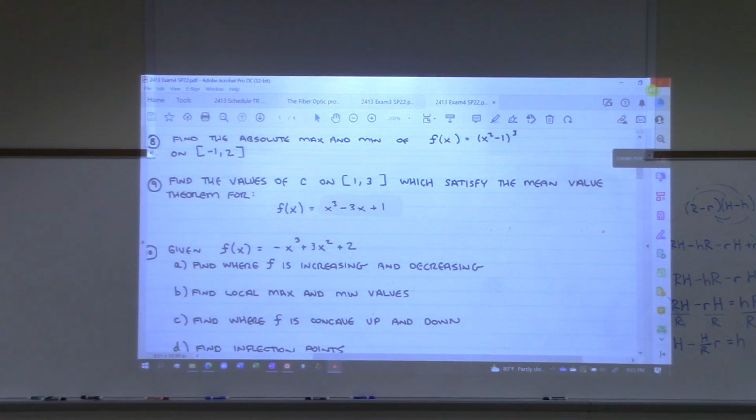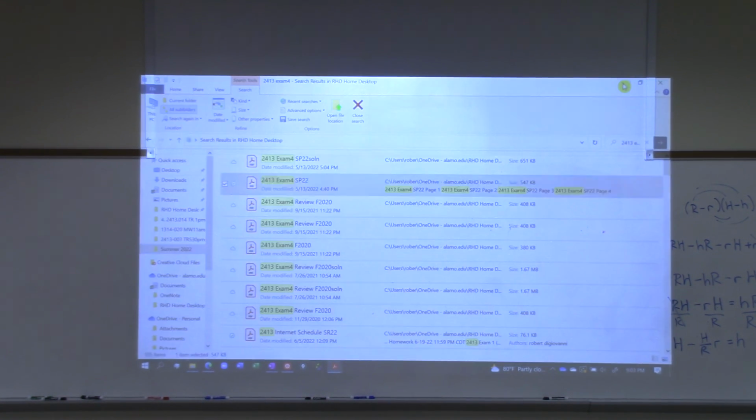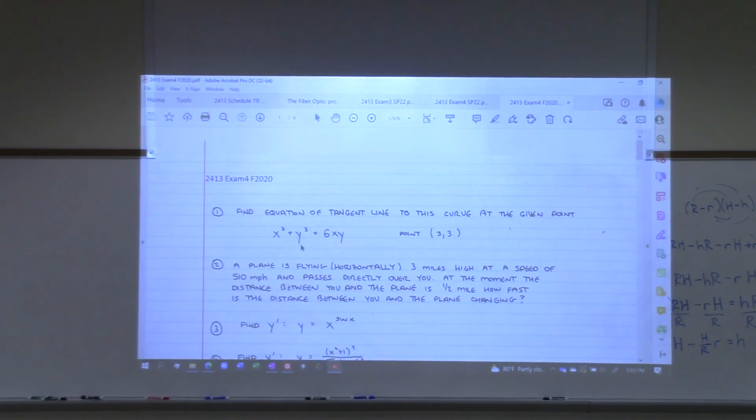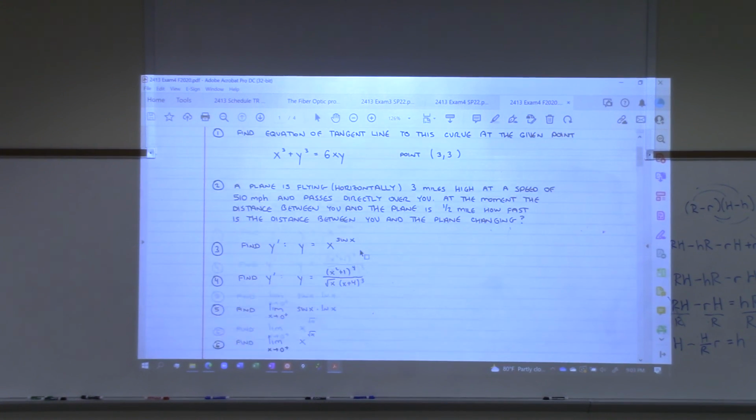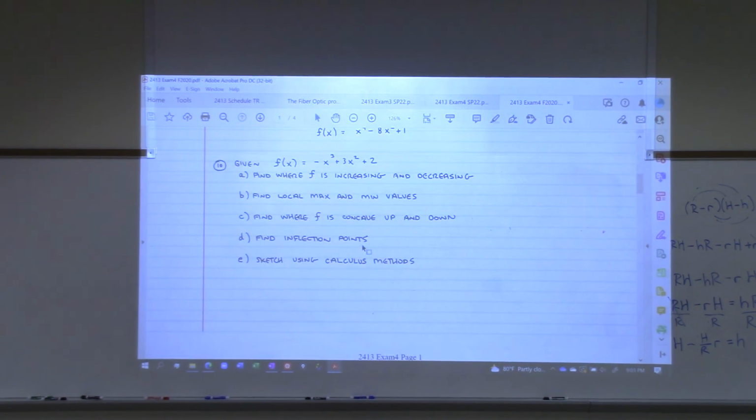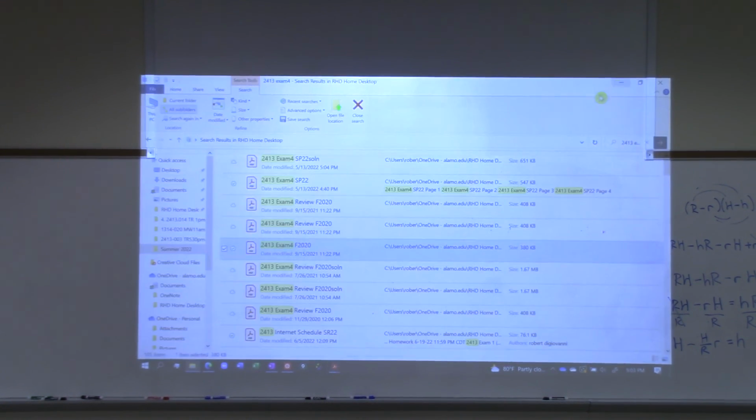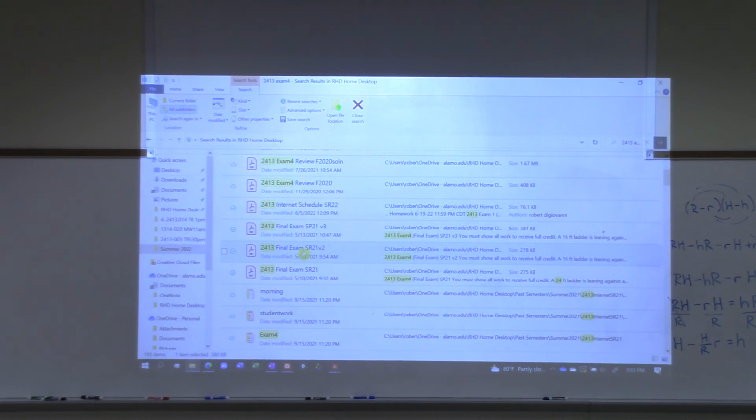Are both of those exams, are they in the, no? They're not on our file? I just gave these last semester. Let's see if I got something older. See what this looks like. Oh, that's the same one. Final exam?